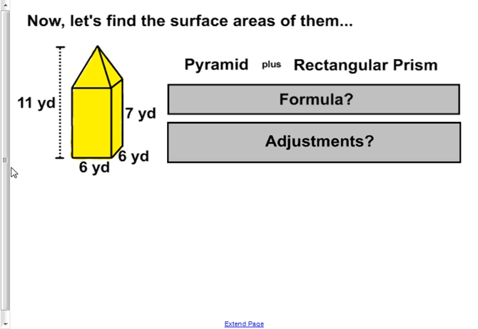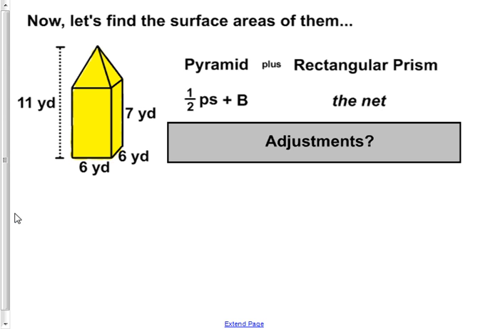Okay, the formula obviously is going to change since we're no longer looking for volume. So the formula for a pyramid's surface area was 1/2 times the perimeter of the base times the slant height plus the area of the base, 1/2 PS plus big B. Then when it came to the net of the prism, we did not have a formula to go along with it, so we said that finding the surface area of a prism was to unfold the figure and consider the net.